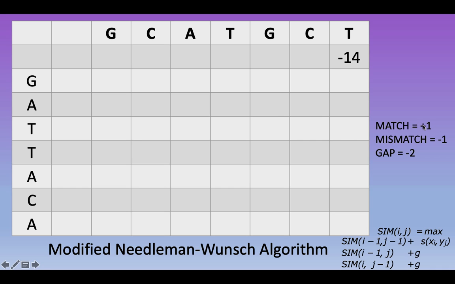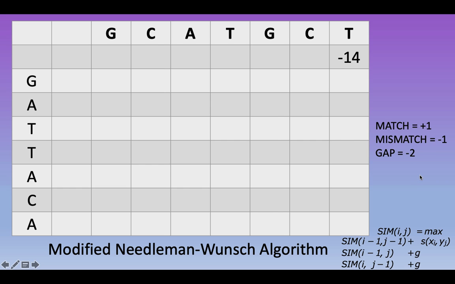One of the first things you need to do is select a scoring rubric, right? So here we have the matches. Every time we have a match, we'll add 1. Every time we have a mismatch, we'll subtract 1. And every time we have a gap, we'll treat that as a -2, right? So we have some different scoring rules for our graph.